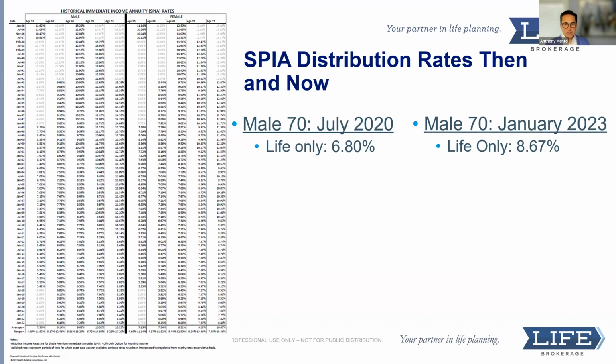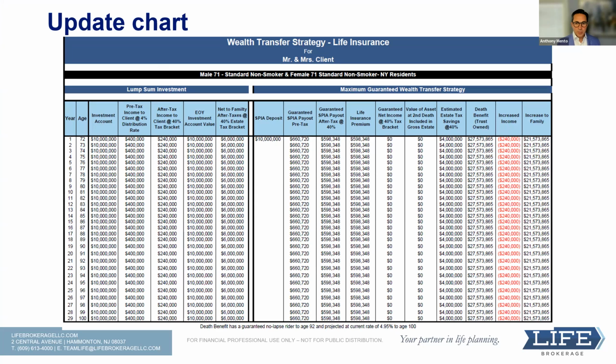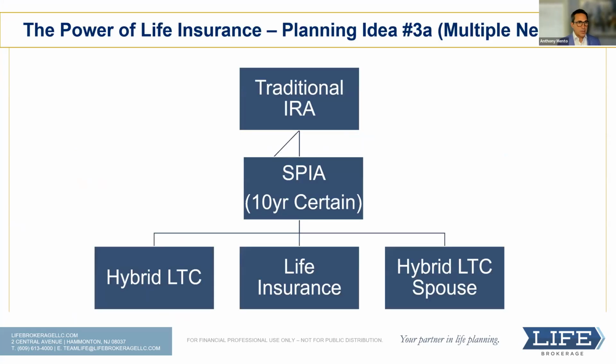Why has this become more attractive? Because the sharp increase in interest rates has created more leverage for us in the acquisition of life insurance. A male 70 got a 6.8% distribution rate less than 3 short years ago. Today, that same distribution rate is up about 200 basis points. So you get a lot more bang for your buck, and we have a one-page template that shows you how to transact that.